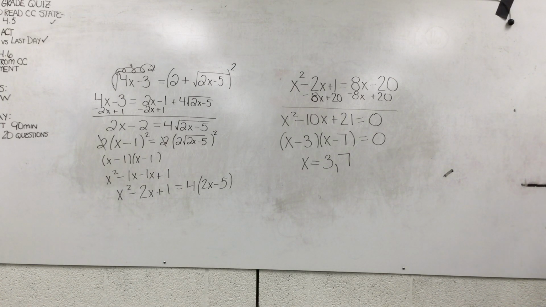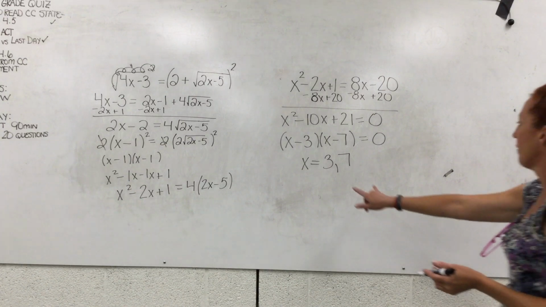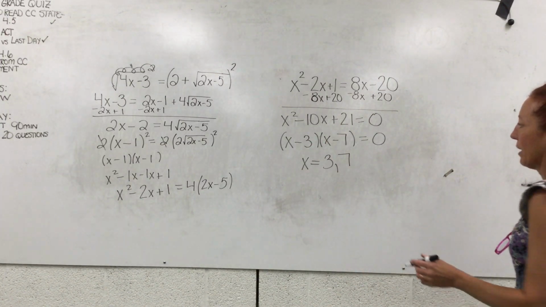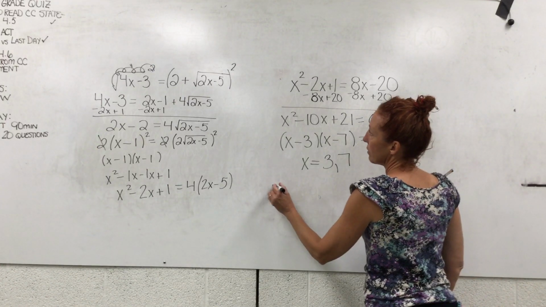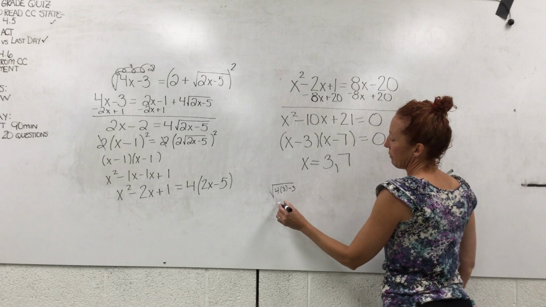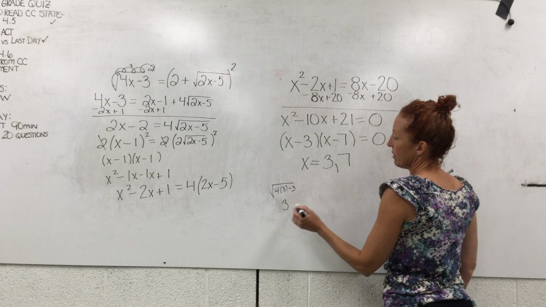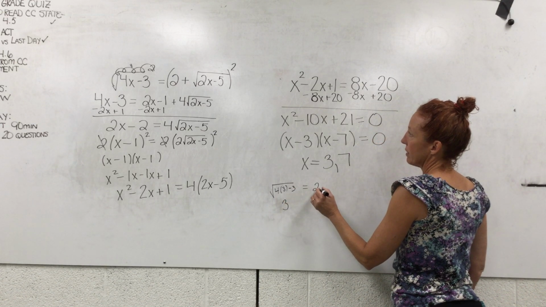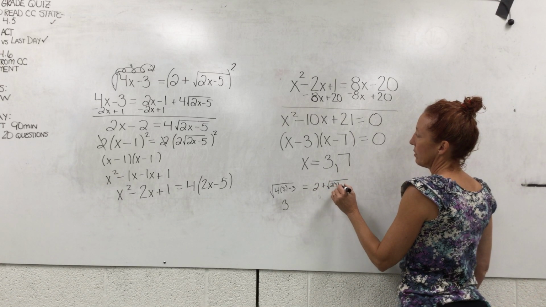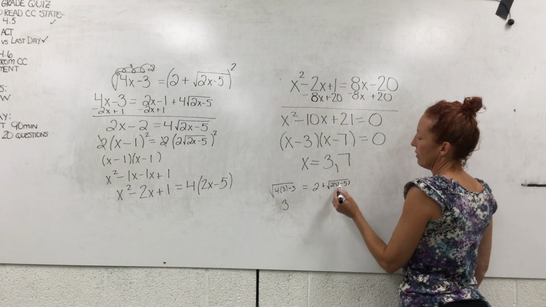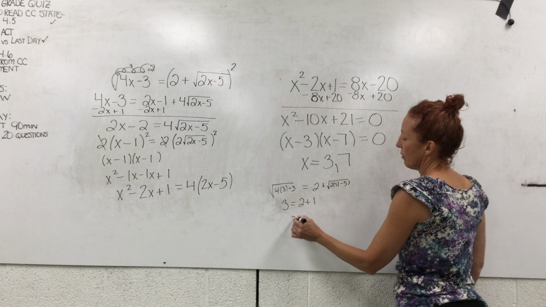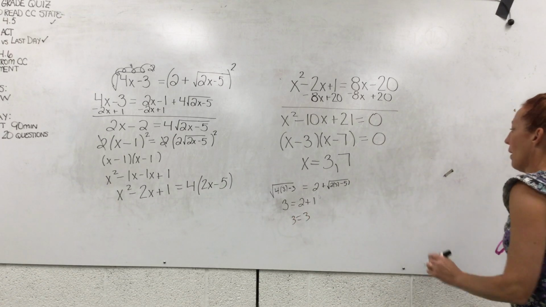Does that match the first time? Yes. And I have little notes to myself that both are okay. So both must check, but I can show you. So the square root of 4 times 3 minus 3, that's going to be the square root of 9, so that side is 3. On the right-hand side, 2 plus 2 times 3 minus 5, this is just 1, the square root of 1 is 1, so 2 plus 1, so 3 equals 3.